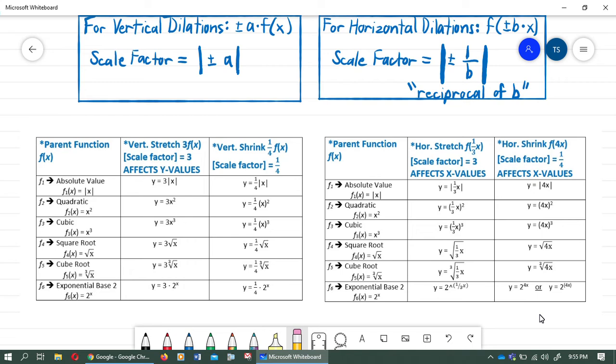Okay, so guys, next I'm going to briefly, very briefly, show you how to do these Delta Math assignments.